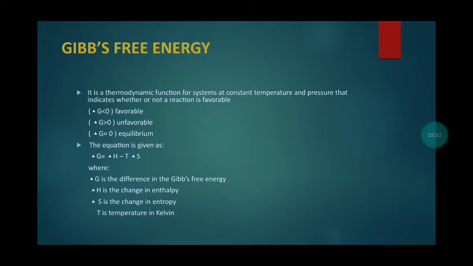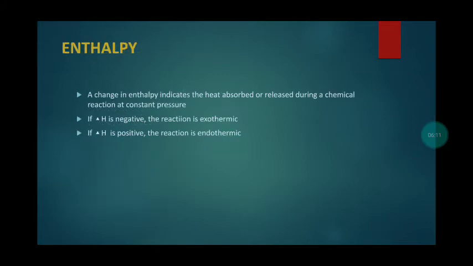The equation is given as delta G equals delta H minus T delta S, where delta G is the difference in the Gibbs free energy, delta H is the change in enthalpy, delta S is the change in entropy, and T is temperature in Kelvin. So what is enthalpy? A change in enthalpy indicates the heat absorbed or released during a chemical reaction at constant pressure. So if delta H is negative, the reaction is exothermic. If delta H is positive, the reaction is endothermic.